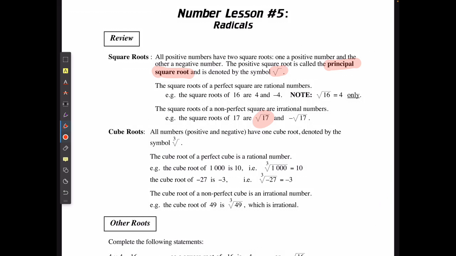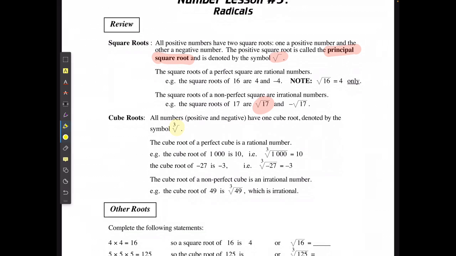For cube roots, the way cube roots work is all positive and negative numbers have one cube root, denoted by the symbol of cube root. The cube root of a perfect cube is a rational number, like 1,000. The cube root of 1,000 is going to be 10. The cube root of negative 27 is going to be negative 3. The cube root of a non-perfect cube is going to be irrational and would just have to stay written like this.